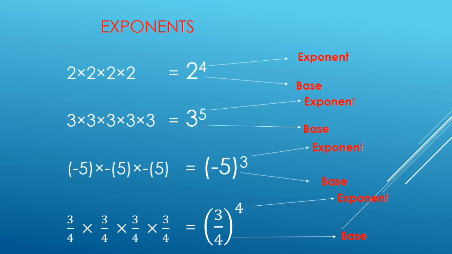Similarly, we have 3 to the power 5, minus 5 to the power 3 and 3 by 4 to the power 4. Any number can be multiplied repeatedly, various number of times, so they can be expressed in the form of exponents.